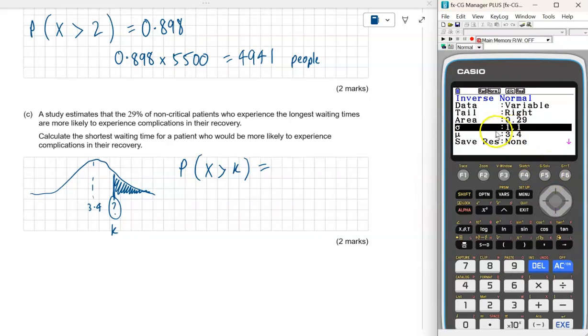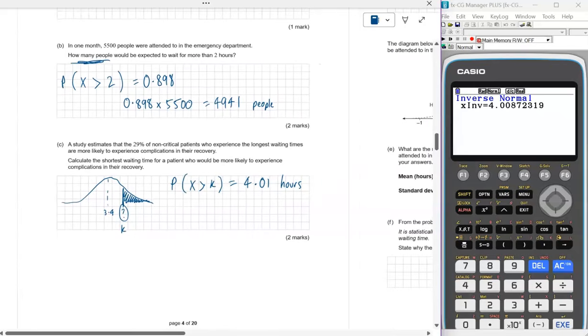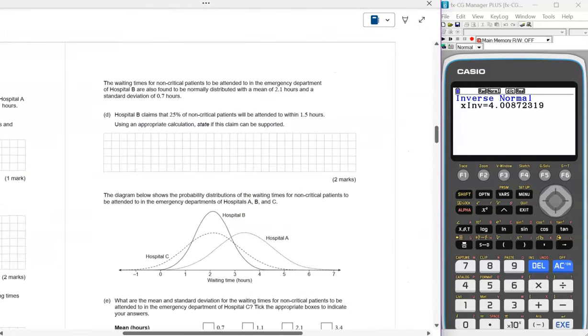And we're keeping the standard deviation and the mean the same as 1.1 and 3.4 respectively. So if we just toggle down again and ask it to calculate for us, it will tell us that the answer, rounded to 2 decimal places, is 4.01. Okay, so the shortest waiting time for a patient who is more likely to experience complications is 4.01 hours. So hopefully you're seeing 4.01 hours.